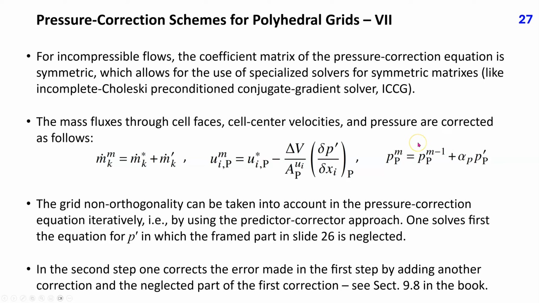The grid non-orthogonality can be taken into account in the pressure correction equation iteratively, that is, by using the predictor-corrector approach. One solves first the equation for p prime in which the framed part in slide 26 is neglected. In the second step, one corrects the error made in the first step by adding another correction and the neglected part of the first correction, and so on. See section 9.8 of the book for details.